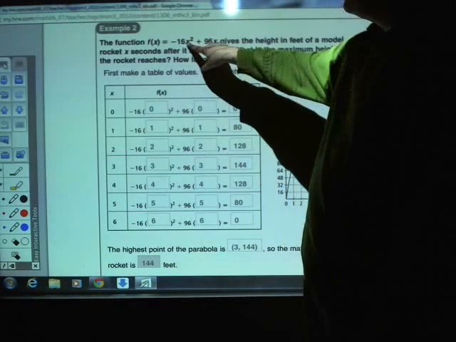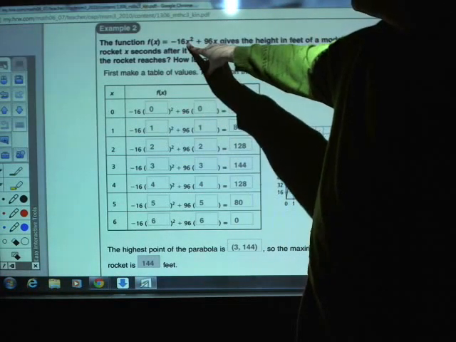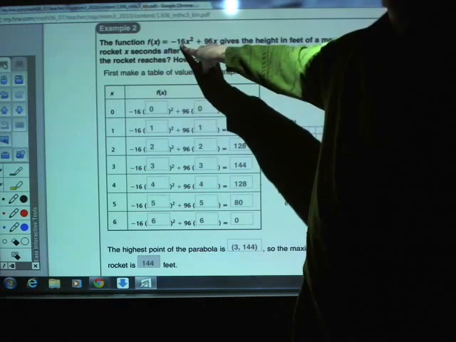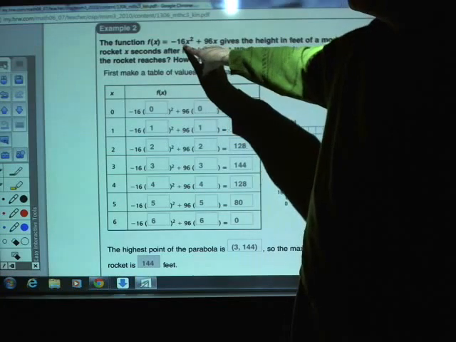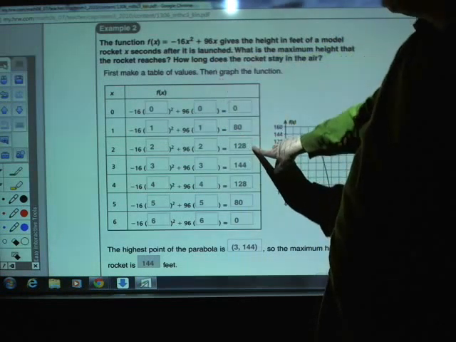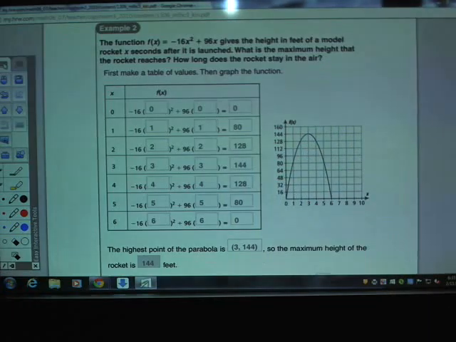2. 2 seconds in, 2 squared, 2 times 2 is 4, times negative 16 is negative 64, plus 96 times 2 changes into 128. So 2 seconds into the journey, the rocket is 128 feet in the air.